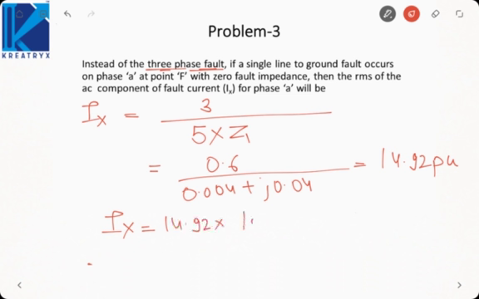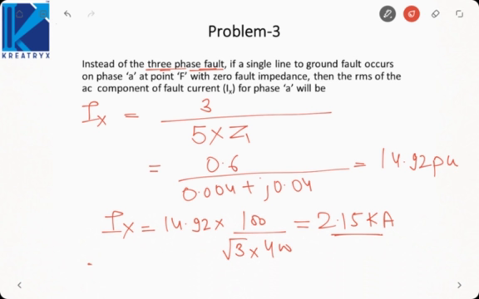To calculate the actual value, we will multiply it by the base value, that is equal to 100 by root 3 into 400. Okay, so this comes out to be 2.15 kilo ampere. So that is the fault current for the case of an LG fault.